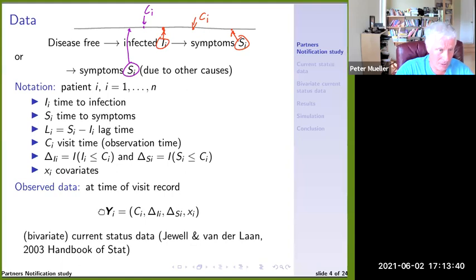What we get to see is the censoring time, the visit time, the two censoring indicators for the two event times, and the covariates. Such double censored data is known as current status data, and there's quite some literature on that. What's coming up now in the next 40 minutes or so is I'll briefly talk you through univariate current status data and the challenges there.